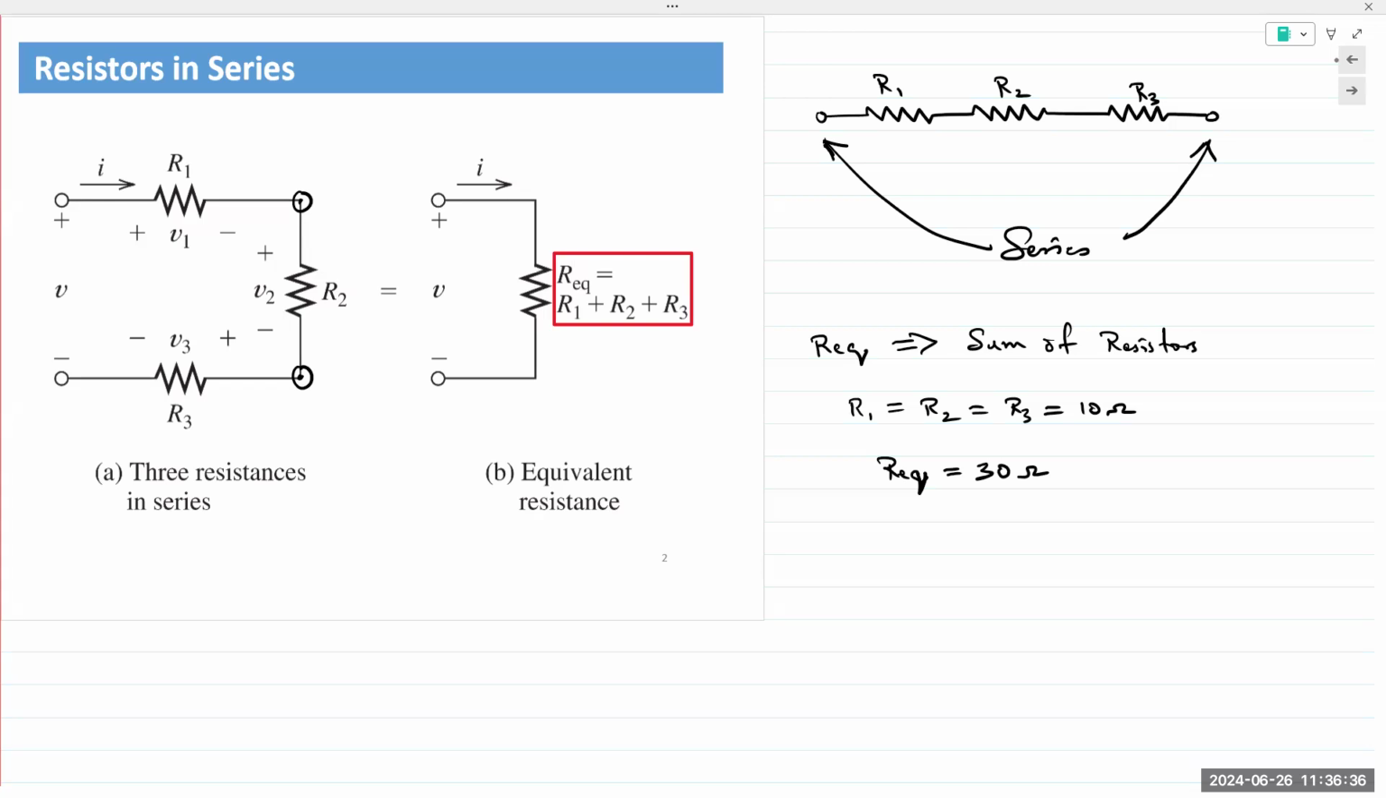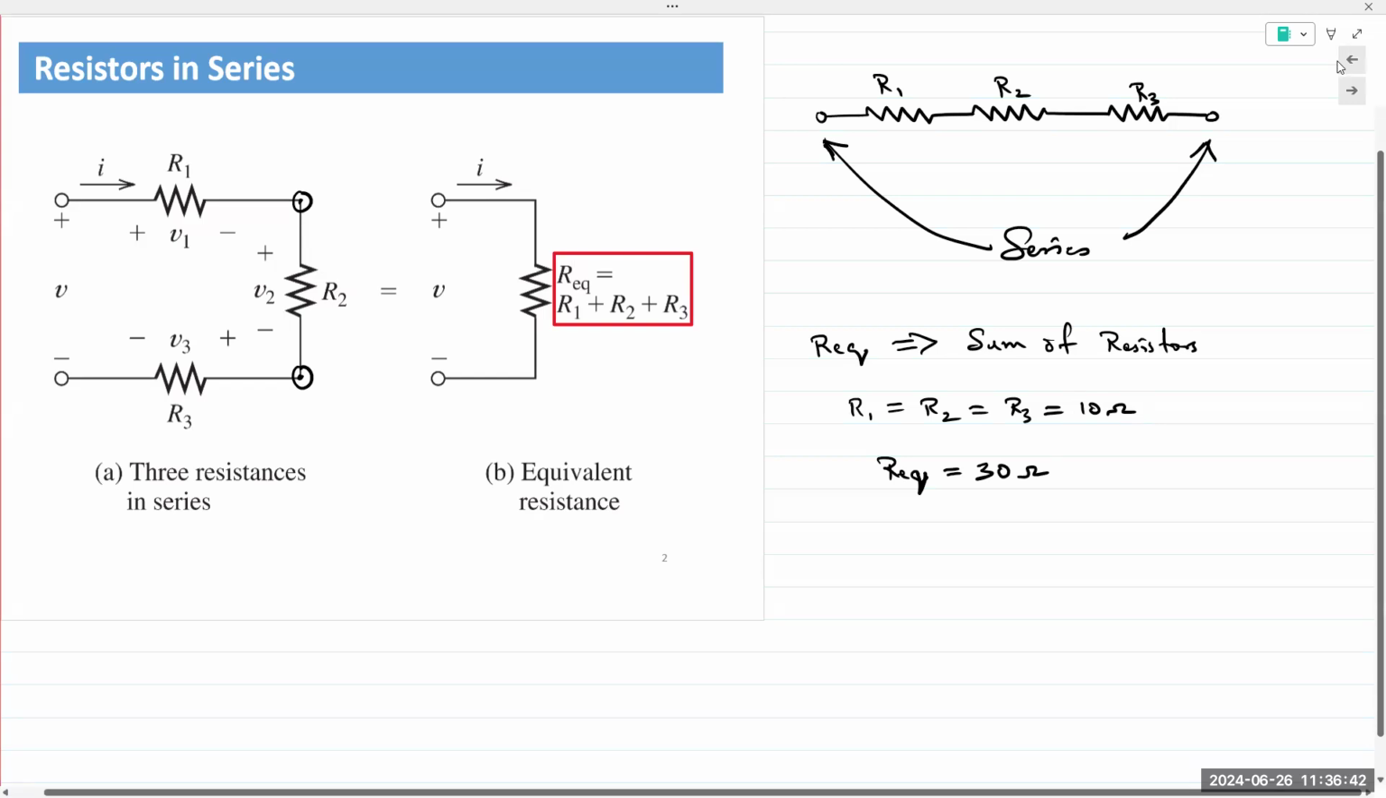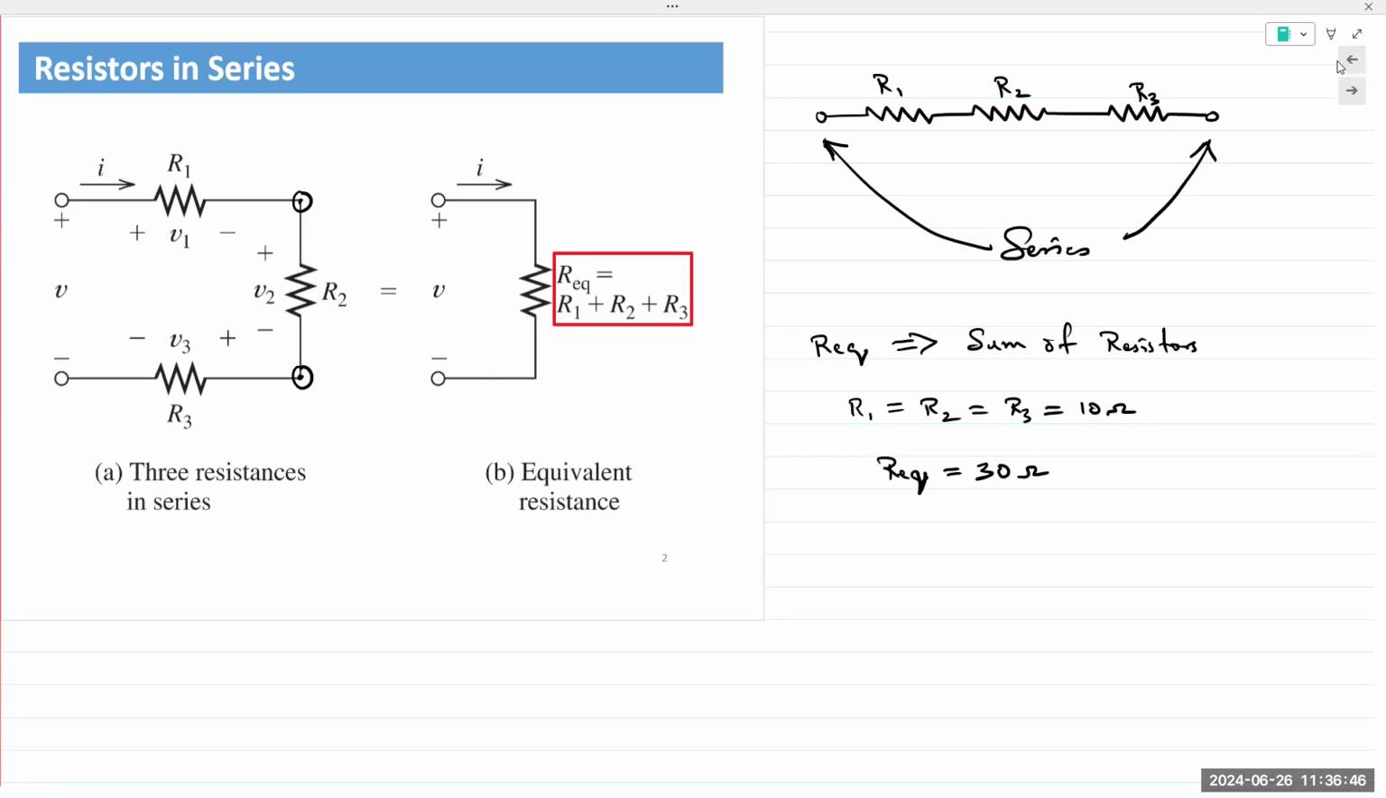But the point I'm making is, look at the value of the resistors, 10 ohms. Look at the value of Req, 30. What is 30 in relationship to 10? Higher, larger. Our brains don't have to think. We automatically know when we add something together, the resulting quantity will always be larger. So our brains are already tuned to that. We don't think about it.